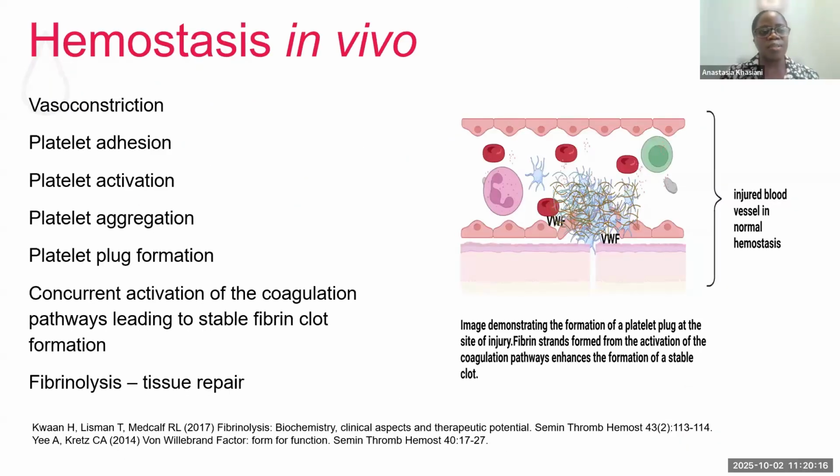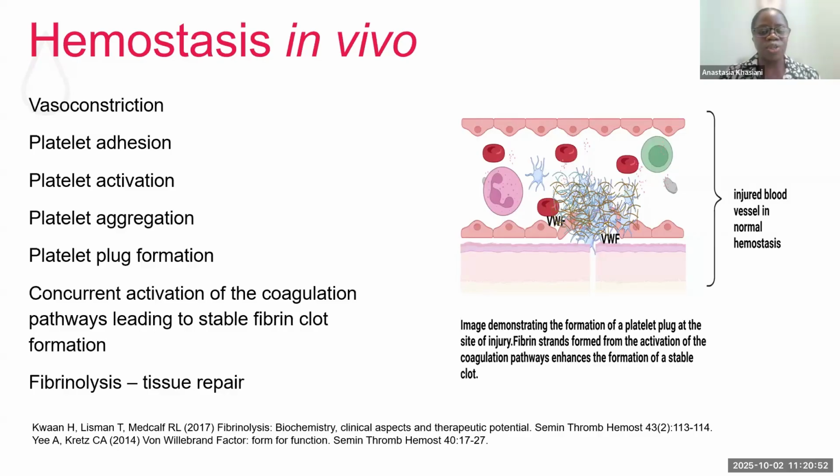Next slide, please. So hemostasis can just be defined as a physiological response by the body to stop bleeding at a site of injury. So there are three main phases that enable hemostasis. That is primary hemostasis, secondary hemostasis, and then fibrinolysis. In primary hemostasis, you find that there is the initial vasoconstriction of the blood vessel to slow down blood flow onto the site of injury.